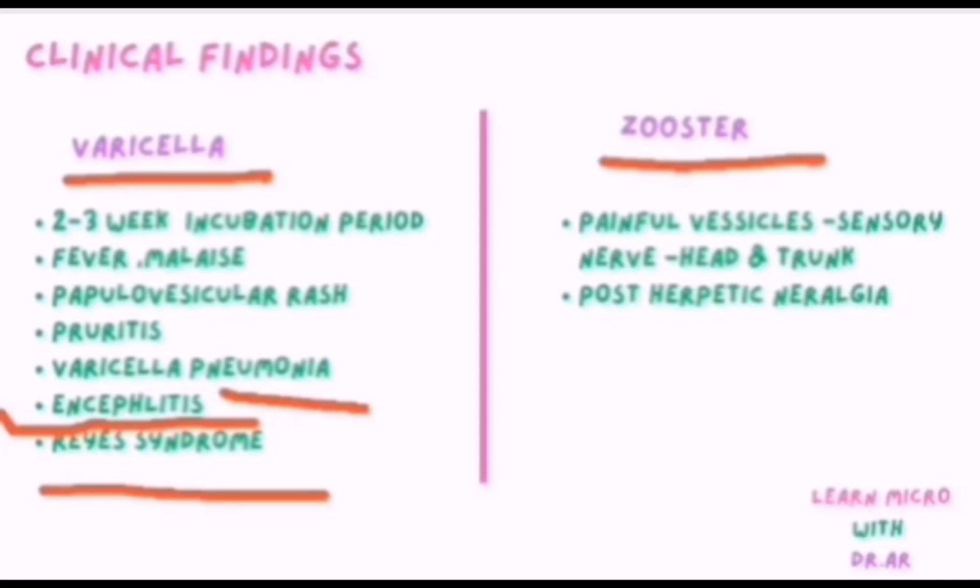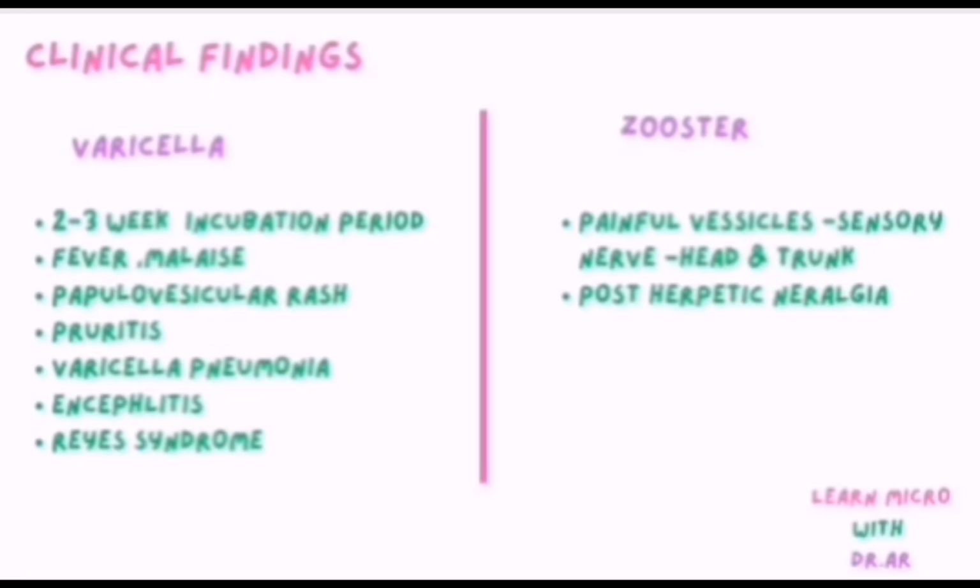And what is Reye syndrome? It can also happen in children if they are given aspirin. Reye syndrome is characterized by encephalopathy and liver degeneration, and is associated with Varicella Zoster virus and influenza B virus infection.